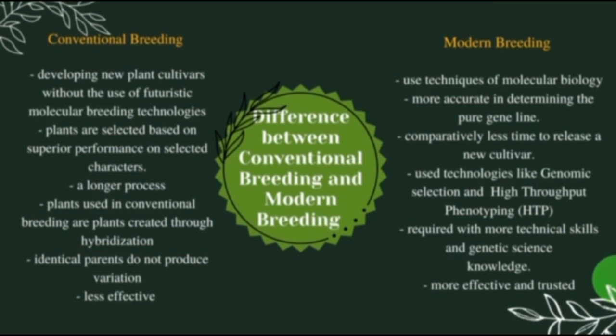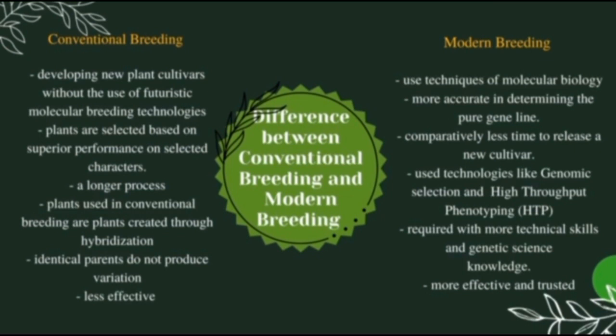Among the methods used in conventional breeding is hybridization. And in conventional breeding, identical pairing does not produce a variation as there will be no segregation of gametes. Next, it is less effective because to do good plant breeding it requires skill, art and subjective analysis of the breeder. For modern breeding, it uses techniques of molecular biology to select.